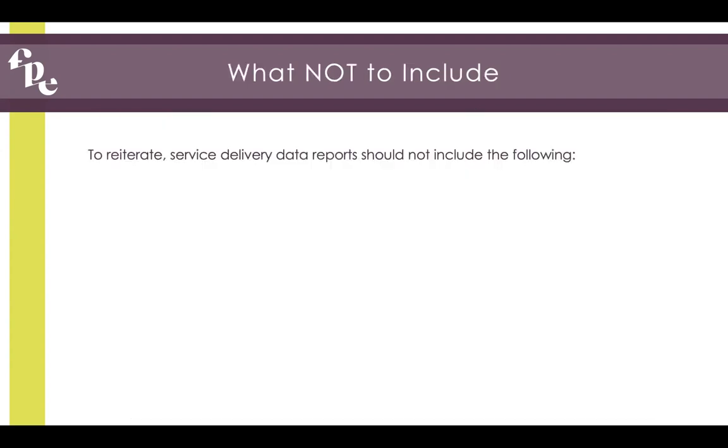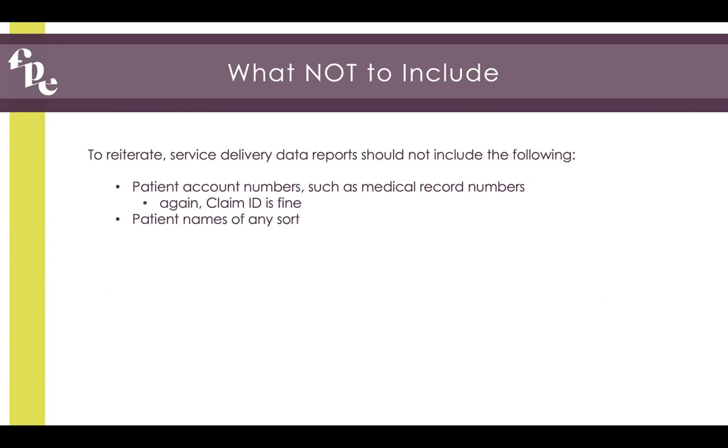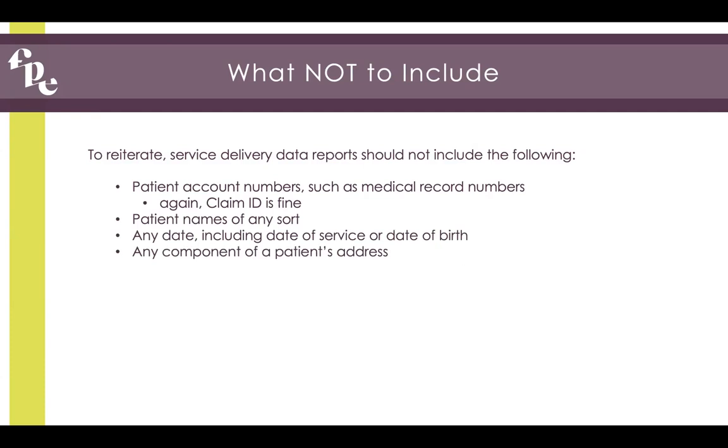Just to reiterate, please make sure that your data reports do not include these elements. Patient account numbers, such as medical record numbers, and again, claim ID is fine. Patient names of any sort, any date, including date of service or date of birth, any component of a patient's address, and this includes street names, towns, cities, or zip codes. And again, phone numbers and social security numbers are protected under HIPAA, so we don't want those either.